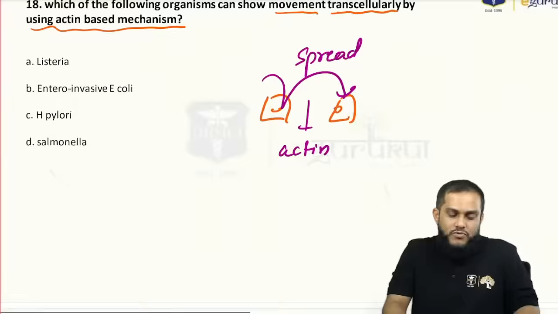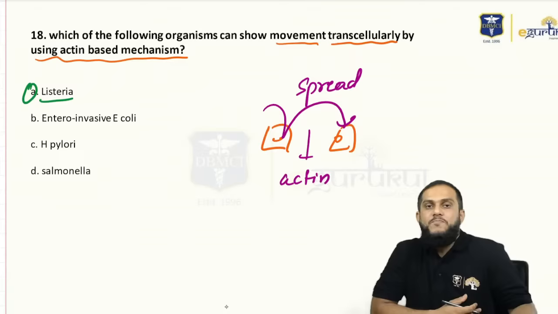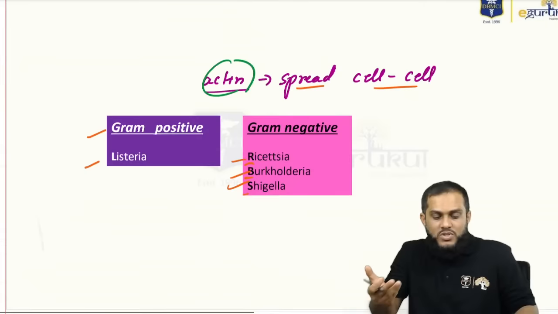And if you see among these four options, we have Listeria. It can spread cell to cell by using an actin-based mechanism. That's why the answer is Listeria. It is a direct question, whether we know all the organisms which can spread cell to cell by using actin filaments. Moving on to the next question.